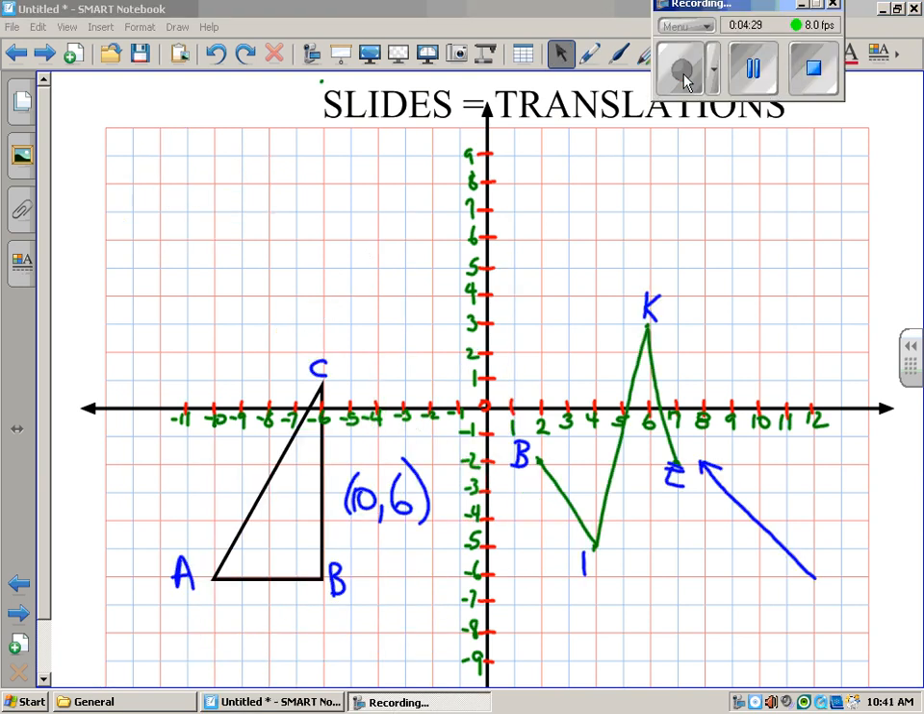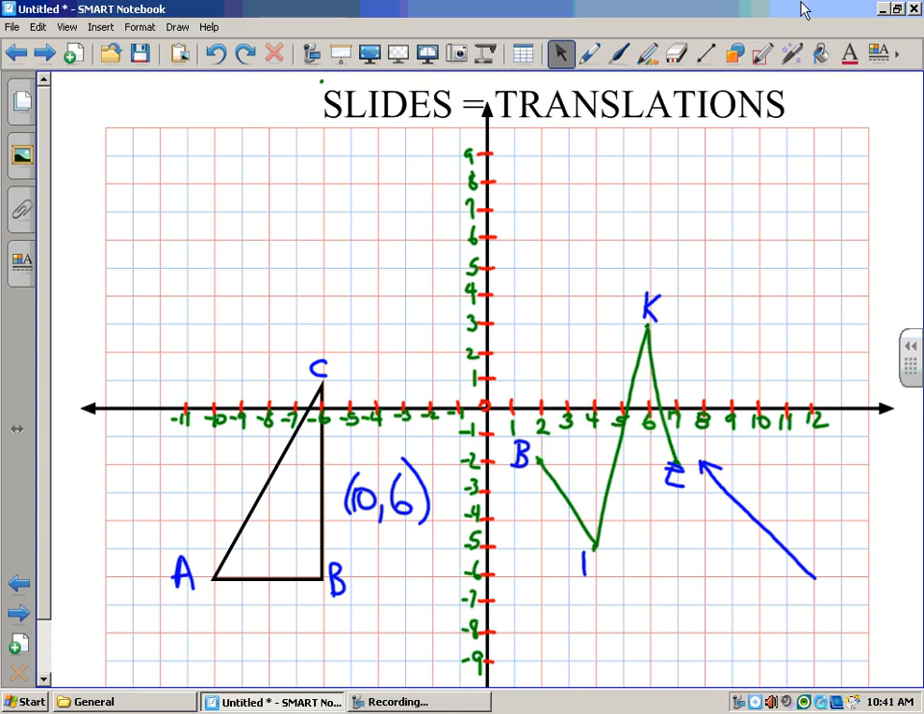All right, so you can see I switched pages here and done a little bit different. I've done 2 shapes, and they're over top of the axis, and it doesn't matter how they look, they slide and translate the exact same way.